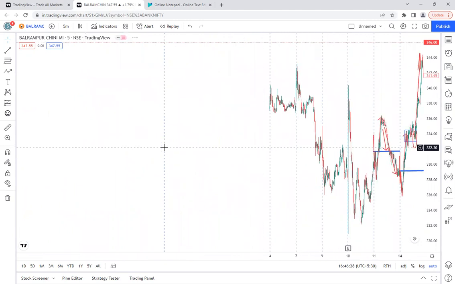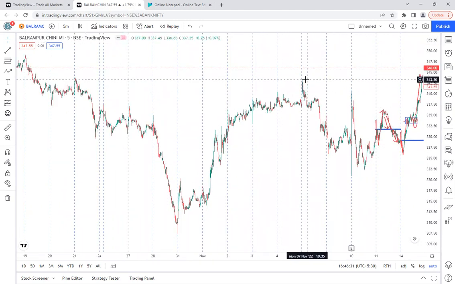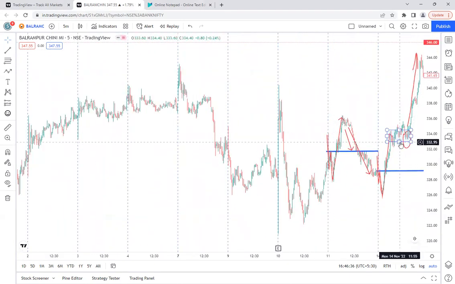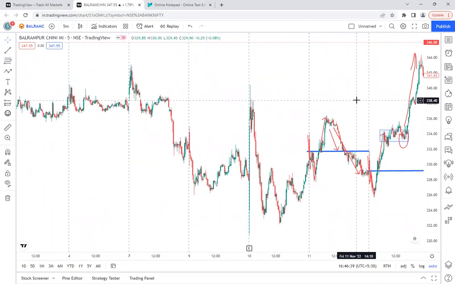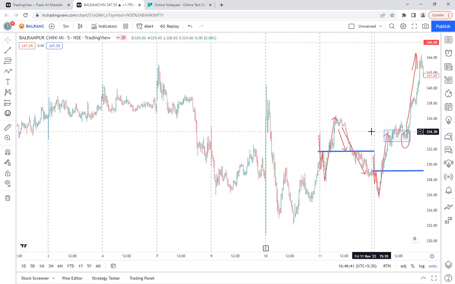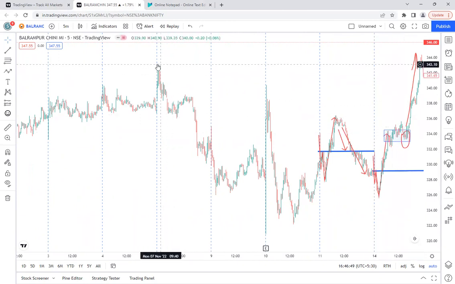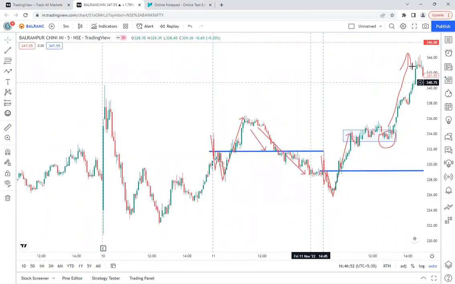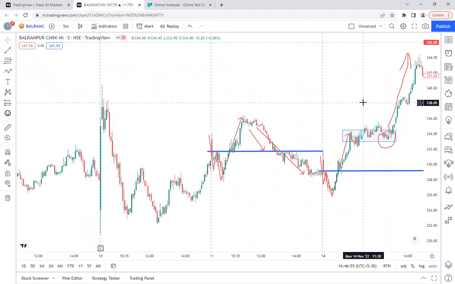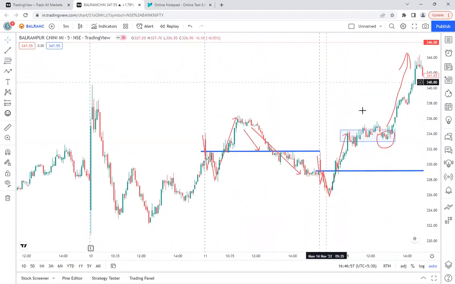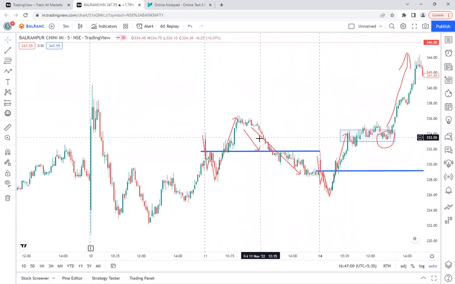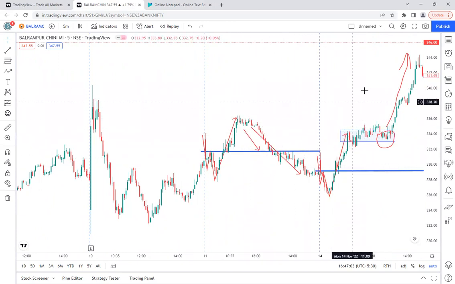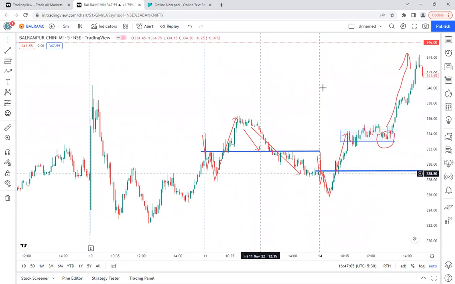If I zoom out, we'll understand. This is the high that it made in the previous price actions. So they killed everybody who sold here. They killed everybody, including whoever took positional trades, meaning they will be carry-forwarding their position for at least 1 or 2 days. Even they were killed, and price reached that point on 14th November. If you compare both price actions, 11th November and 14th November, they are quite opposite moves.